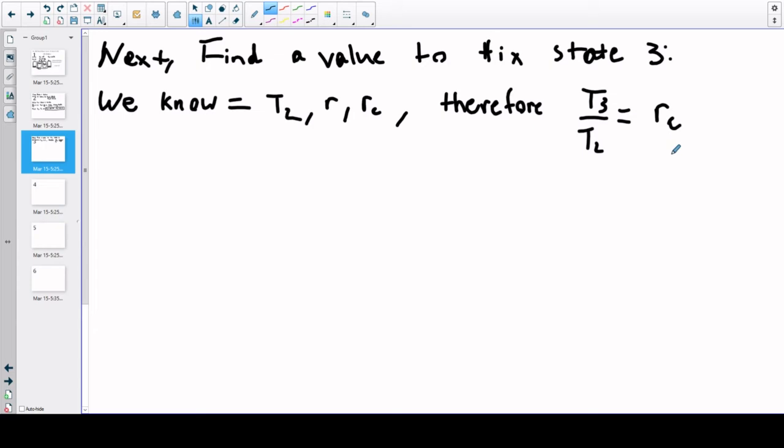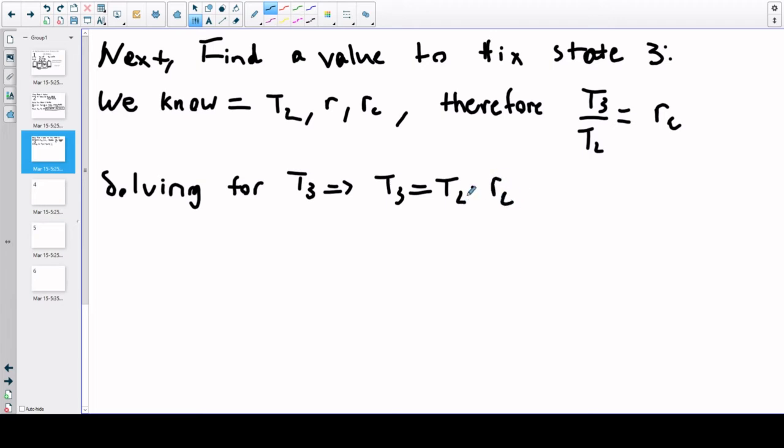But since we already know the cutoff ratio, we then solve for T3 because we know T2. And so we find T3 to be, I think it's 3005 or something. Pretty sure it's 3005. Times 2. Yep, 3005.